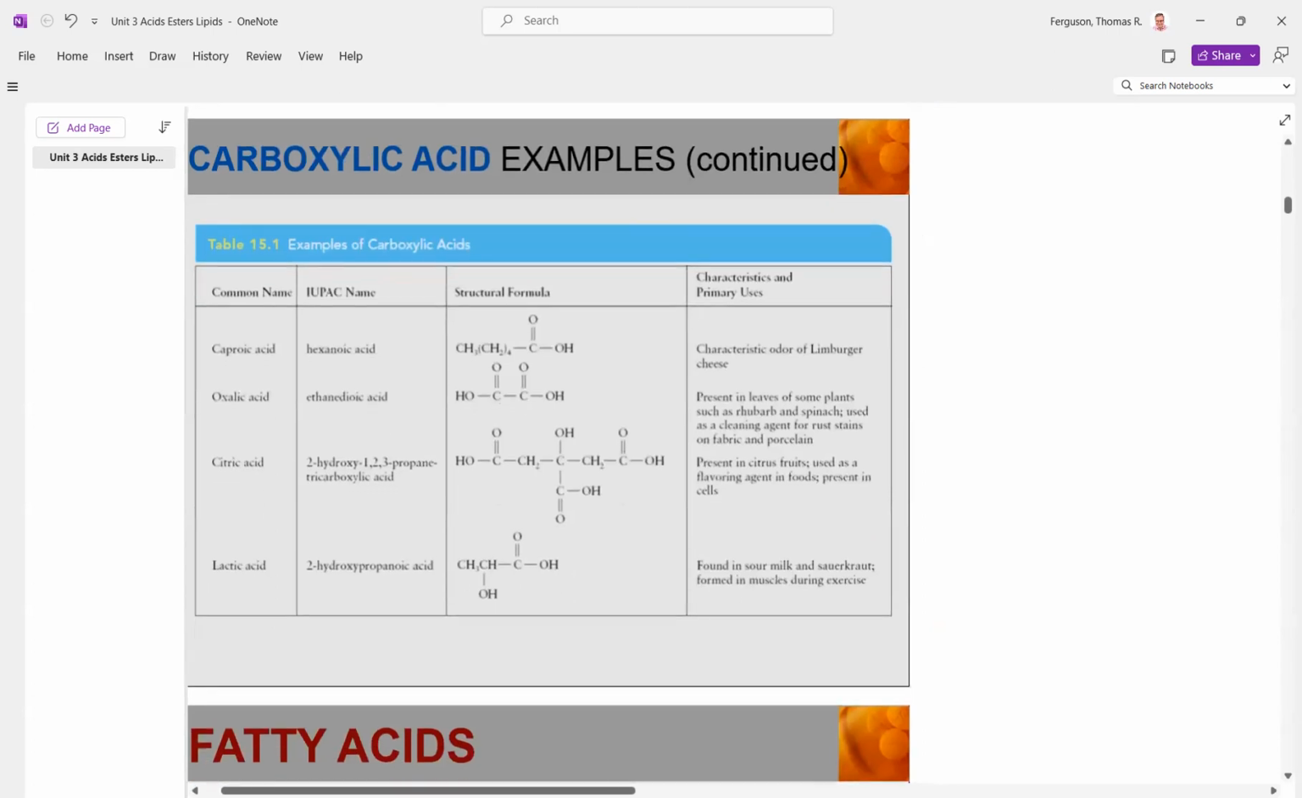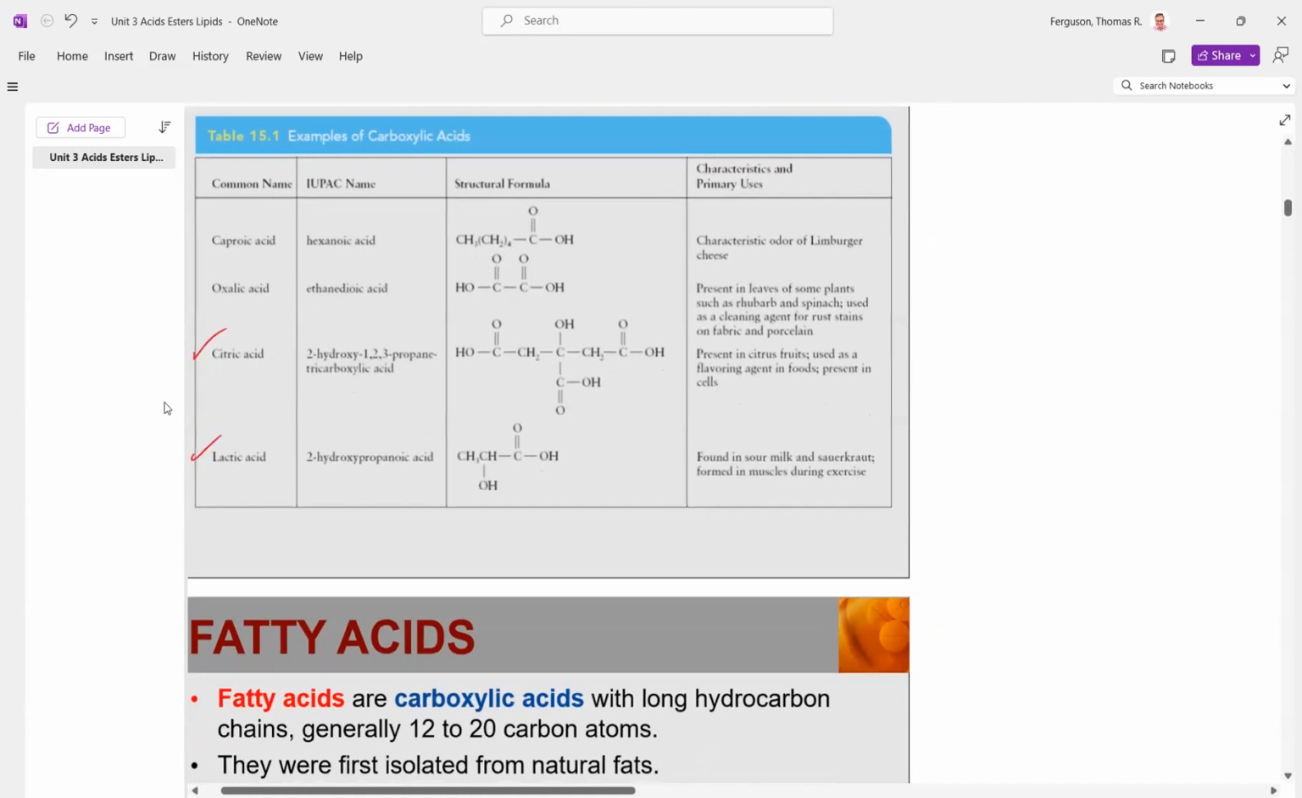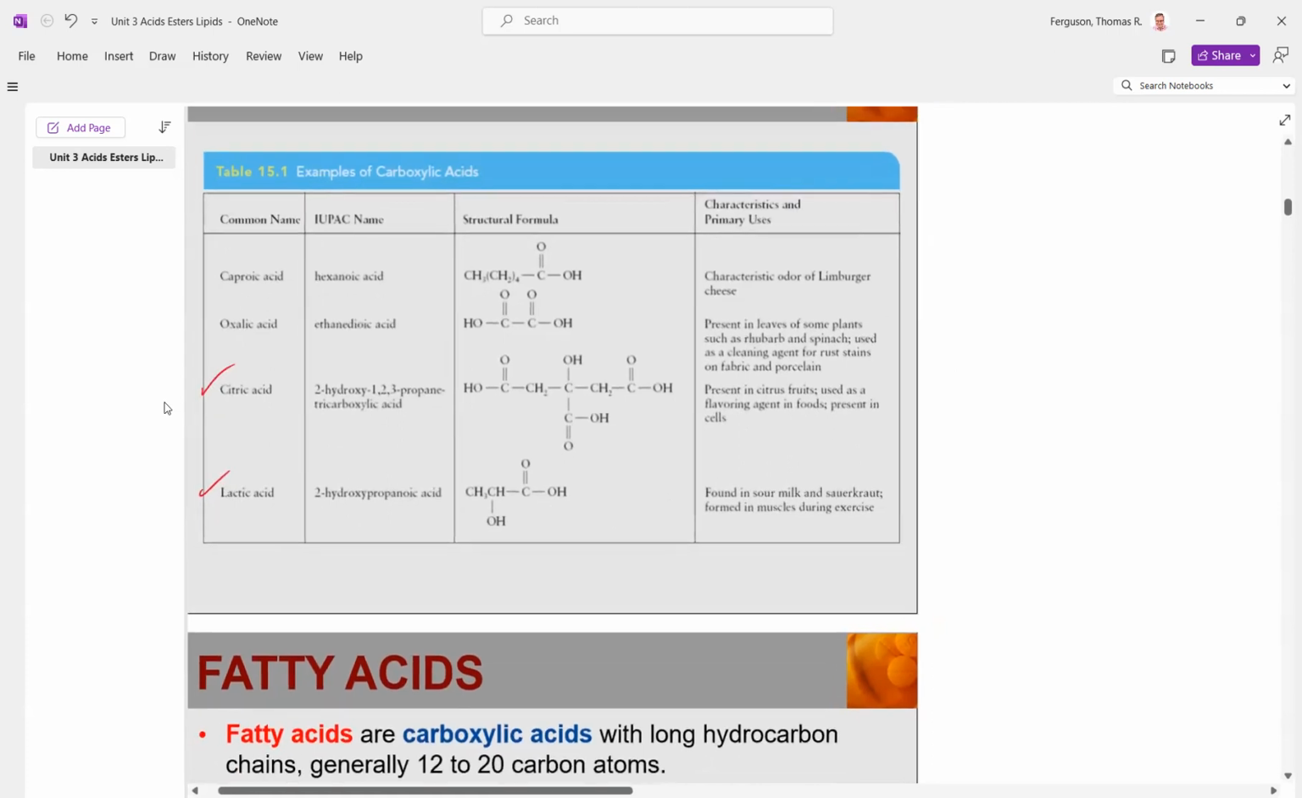You've all heard of citric acid, lactic acid. They're much more complex weak acids, but they're very common. Oxalic acid is interesting. Whenever you eat raw spinach, you'll notice it's slightly gritty. That's the oxalic acid.